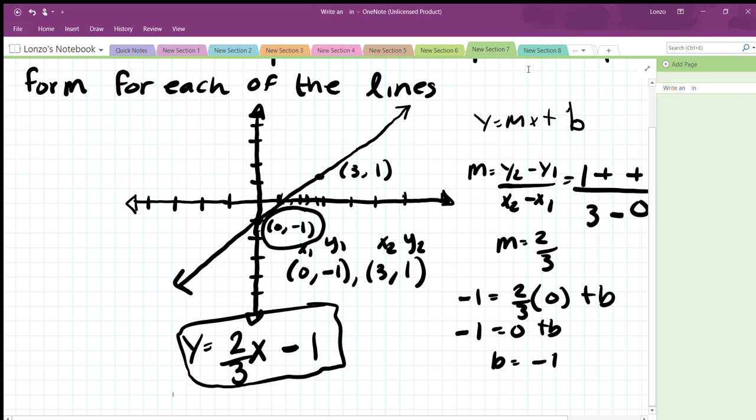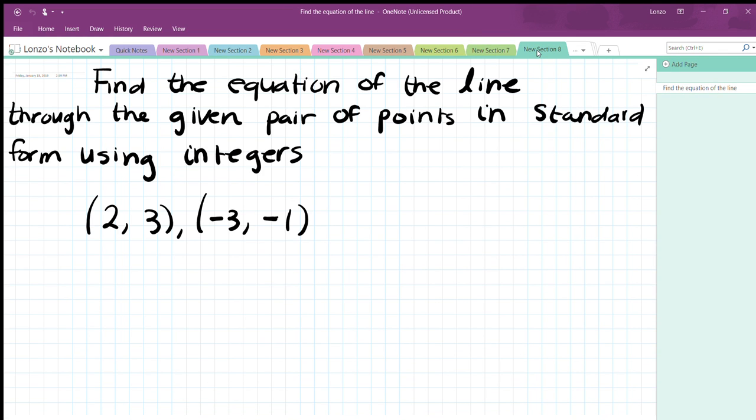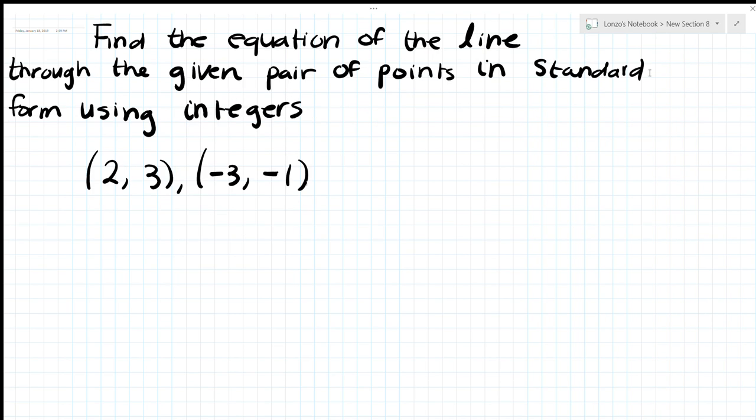So that was 7. Let's do 8. This problem asks us to find the equation of the line through the given pair of points in standard form using integers. So it's kind of like the last one, but the only difference is we have to put it in standard form. Remember, standard form is ax plus by equals c. But before I put it in standard form, I'm going to have to put it in point slope form, right? So first I got to put it in point slope form. Then I could put it in standard form.